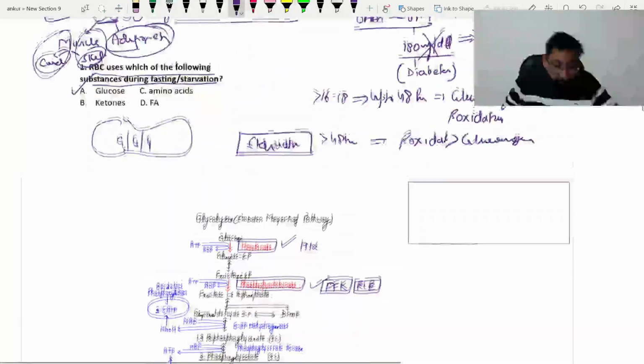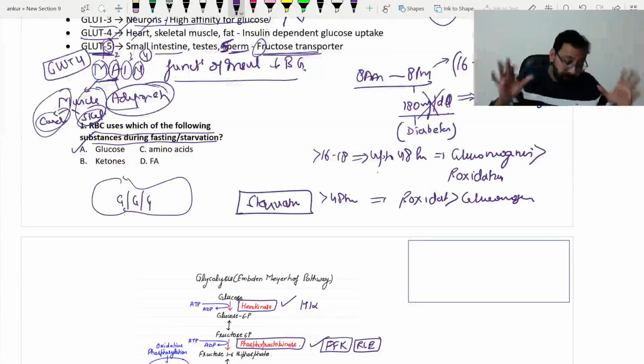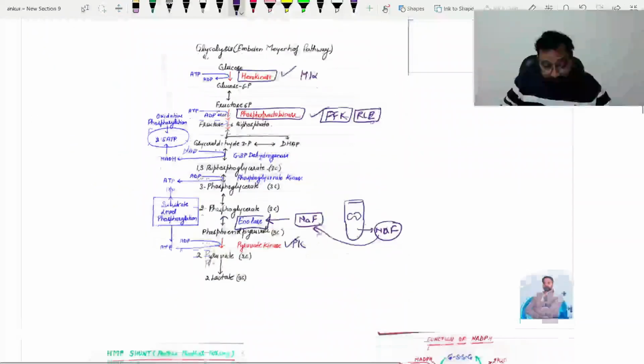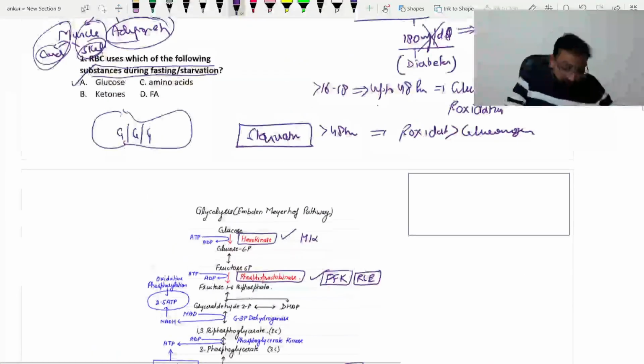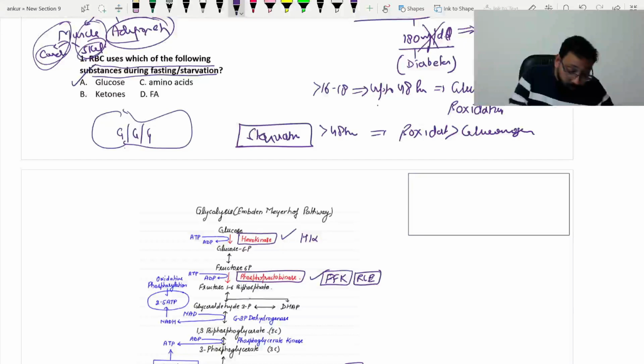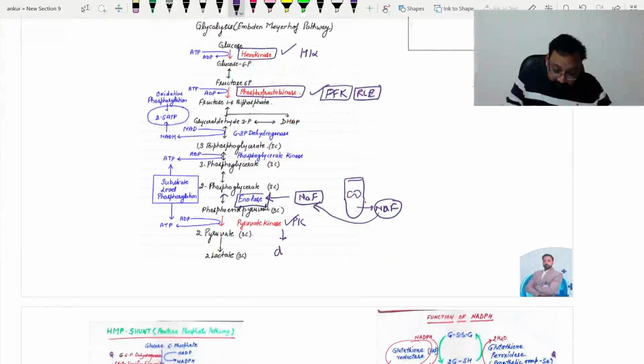And I just told you, RBC is totally dependent on glycolysis, and glycolysis means glucose, glucose, and glucose. Anaerobic glycolysis. Again, one more question: RBC has no mitochondria, so it has anaerobic glycolysis. Now, pyruvate kinase deficiency leads to hemolytic anemia.